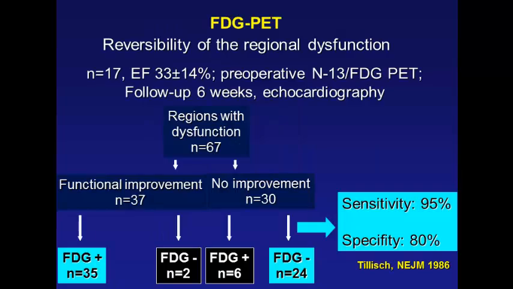Now, it came all from one study, and I would like to show it because this was the seminal work in New England Journal with a very limited number of patients. They looked at all the segments and looked whether they took up FDG or not, and then they looked if they revascularized them all, do they improve their function? And they realized, okay, if they take up FDG, they improve. If they do not take up FDG, they generally do not improve the function. And that's the sensitivity and specificity which they calculated.